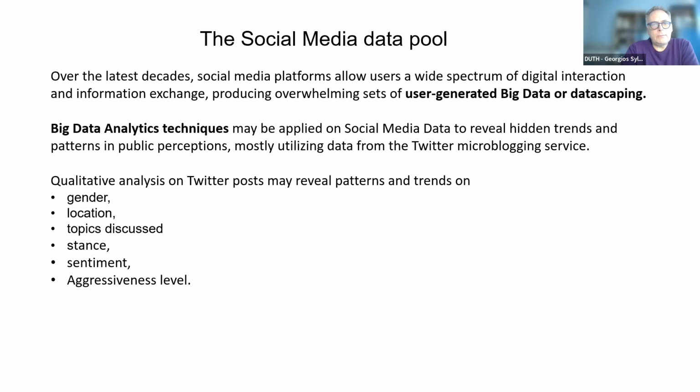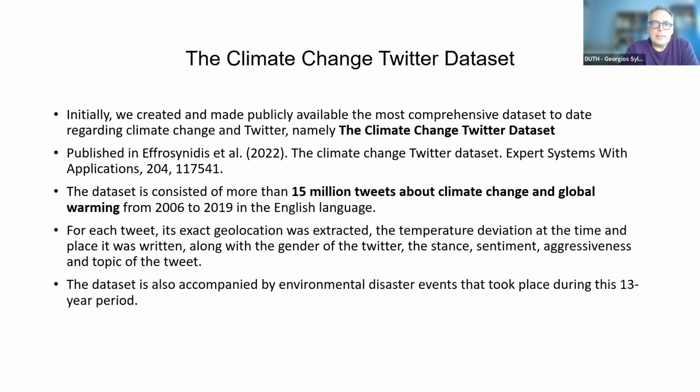We have collected posts from Twitter in order to understand the patterns and the trends, and we examined a few characteristics of these tweets. So the gender, the location of the person who was tweeting, the topics that were discussed and how these are relevant to climate change in our case, the stance, the sentiment, and the level of aggressiveness. So these are the characteristics that we tried really to identify through the Twitter posts. So as I said, we created the biggest, for the moment at least, climate change Twitter database.